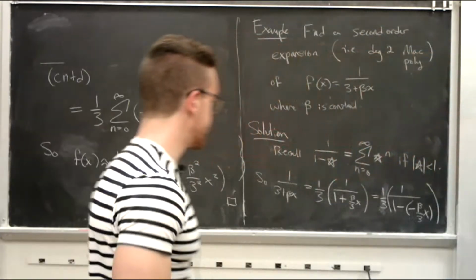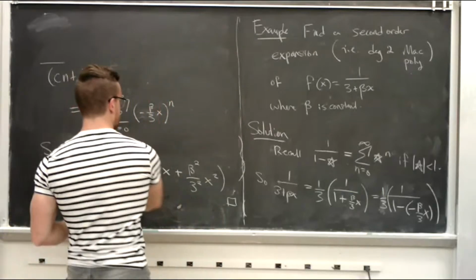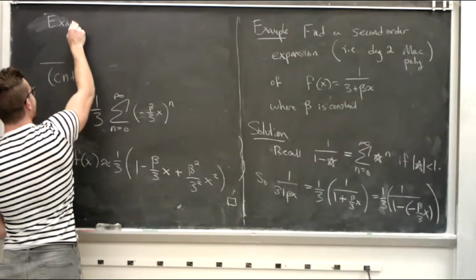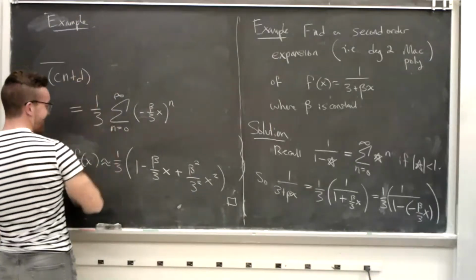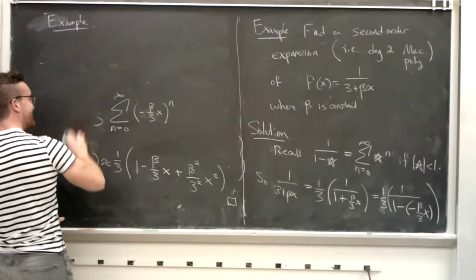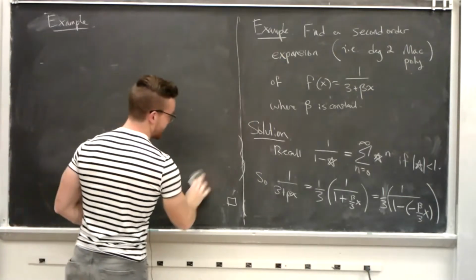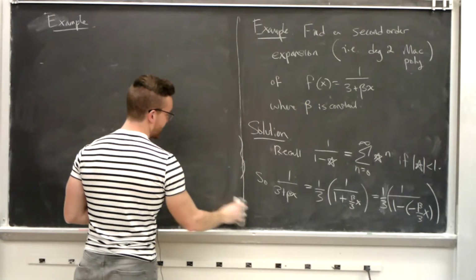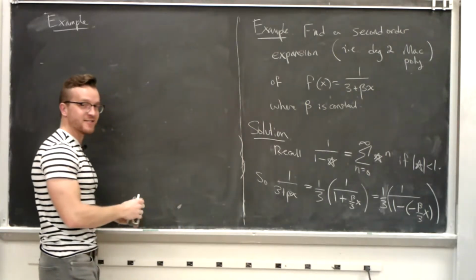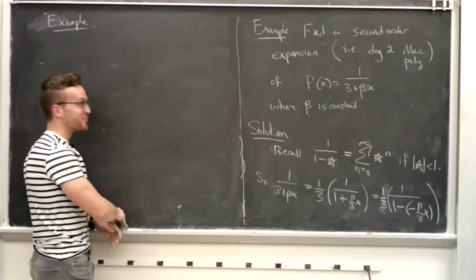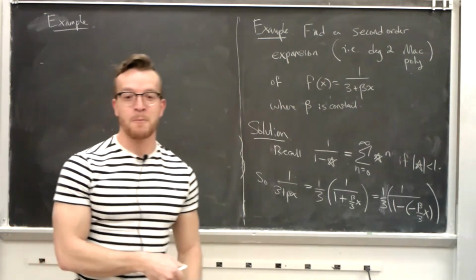So let's see. Example. If I could give you all A's, I would. Unfortunately, it's out of my power. Okay.